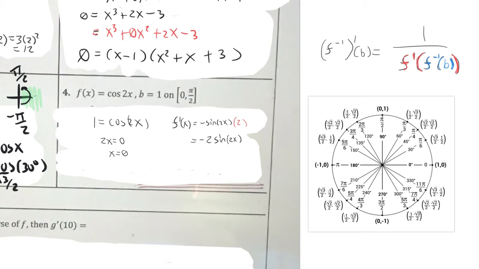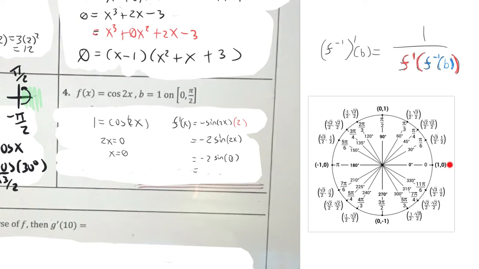Now once again, we will be plugging in 0 for x. So what we're really looking at is negative 2 times the sine of 0. Now the sine of 0 is 0.